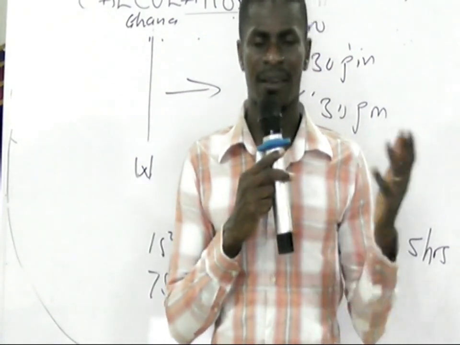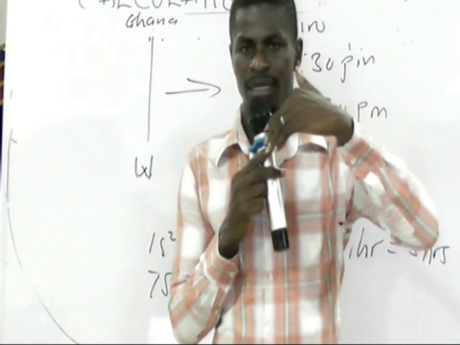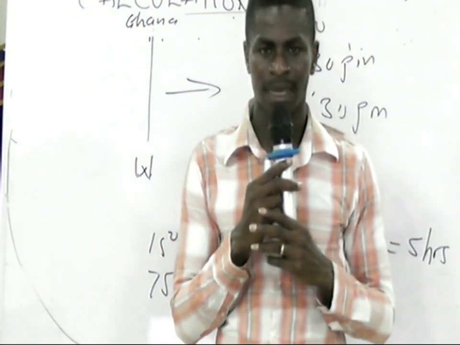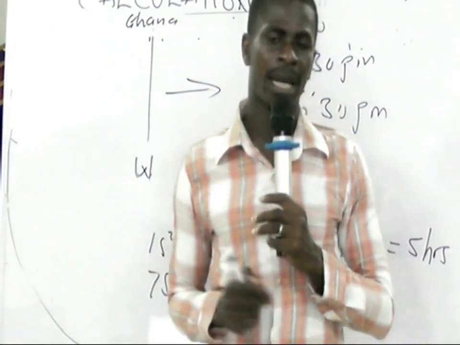Note that I have said that we have 180 degrees west and 180 degrees east because the earth spans from west to east. And so when we're calculating time, we use the longitude west and east in the calculation of the time.